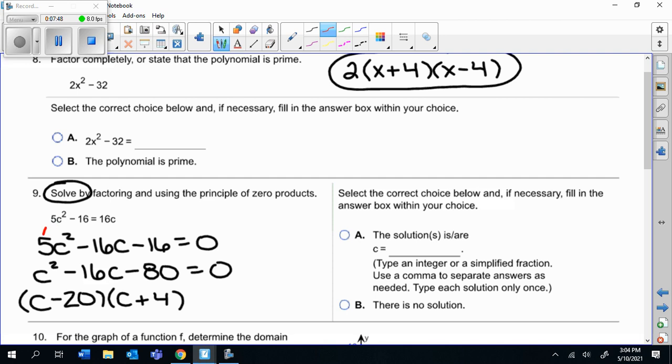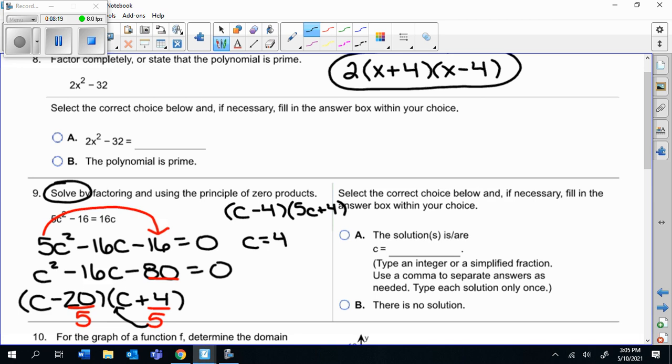If I multiplied by the 5 in step 1 to come up with the 80, I need to divide by the 5 here so that I kind of undo my little cheat. So that's going to give me 20 over 5 is 4. And then 4/5 cannot be reduced, so I slide that 5 in right there. 5c plus 4. Each factor, if you set it equal to 0, you're going to get c equals 4, and then c equals minus 4/5.